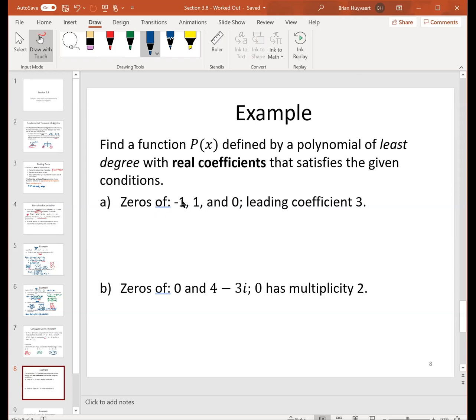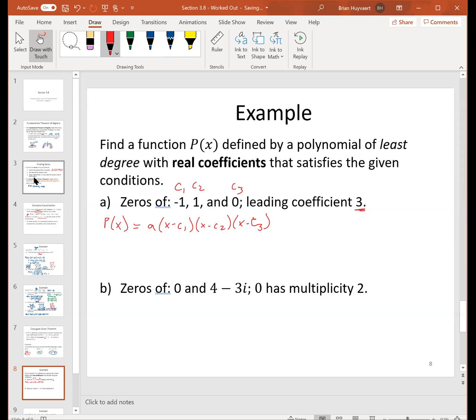So for starters, we have zeros of -1, +1, and 0. So you could label those if you wanted to. C1 is our first zero, C2 is our second, and C3 is our third. And then the leading coefficient is going to be 3. We can get to that part later. Let's at least start with the generic idea of what our polynomial looks like. So it looks like a times x minus C1, x minus C2, x minus C3.